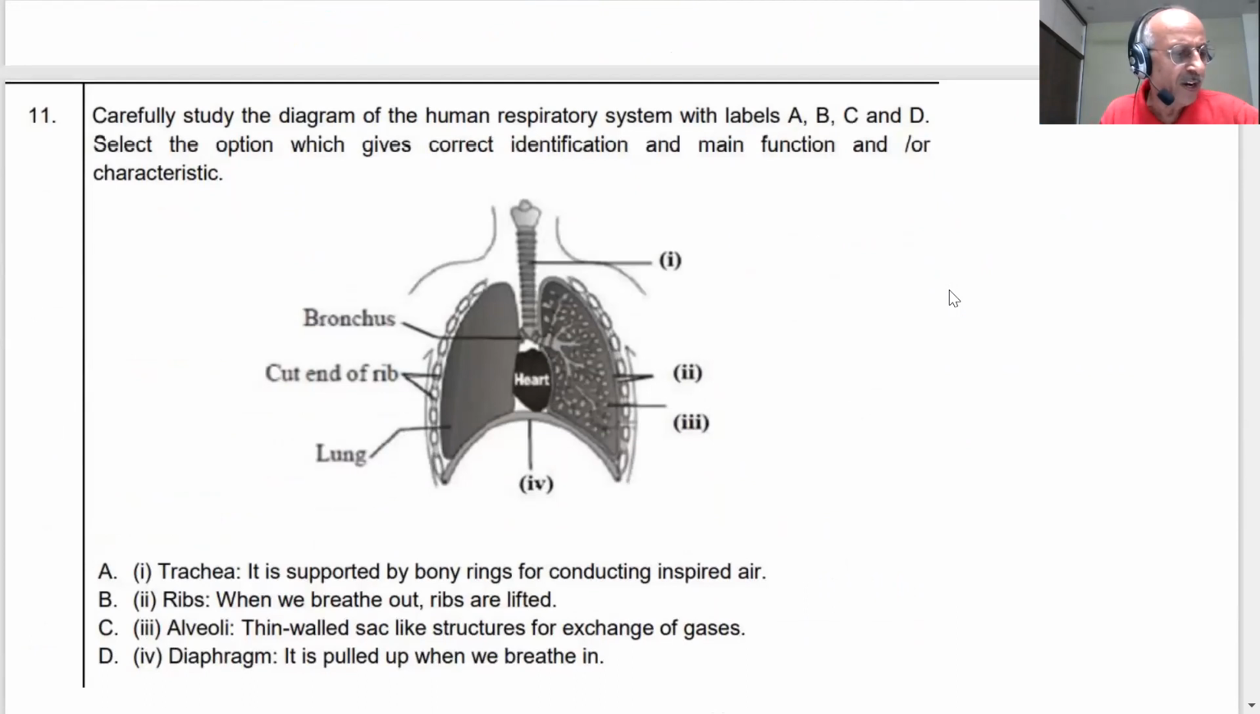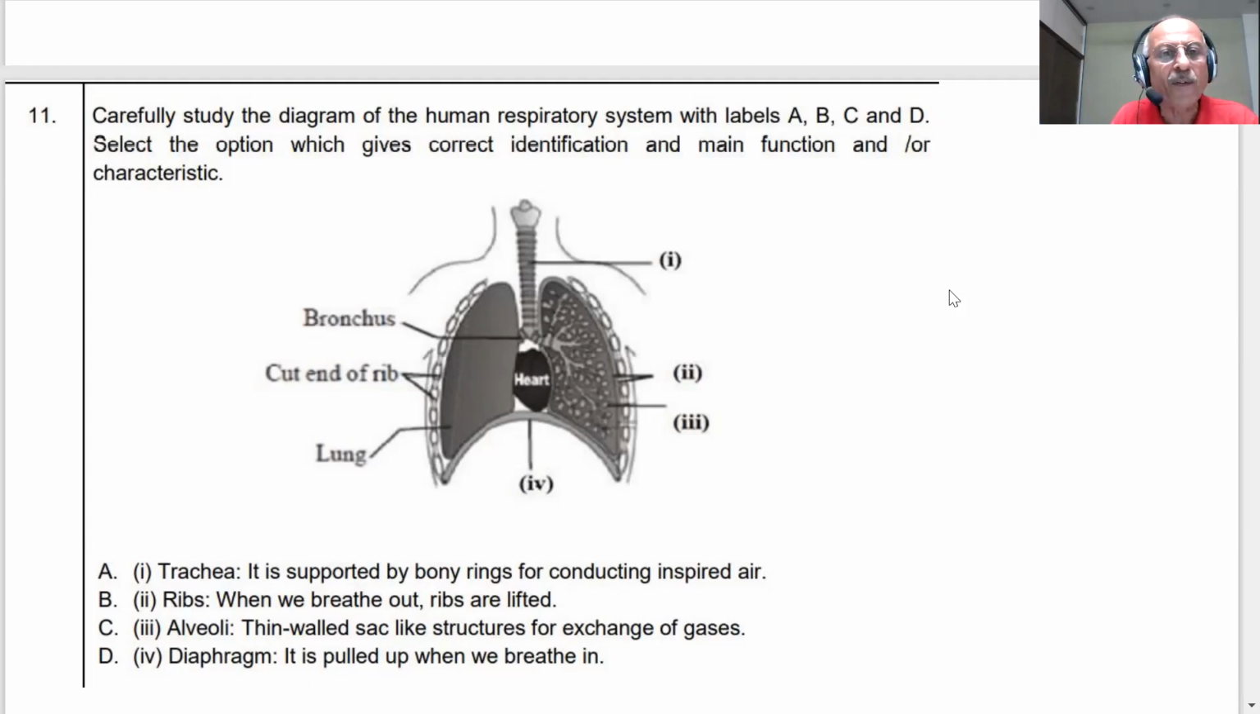Next question, and this question is important. It says carefully study the diagram of the human respiratory system, with the labels A, B, C, and D, and select the option which gives the correct identification and main function or characteristic. First, you can see the trachea. What is the trachea? It is a windpipe that takes inhaled air. It says it is supported by bony rings. No, this is not the correct answer.